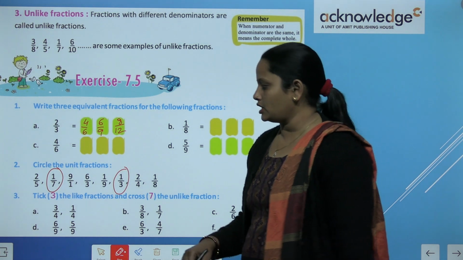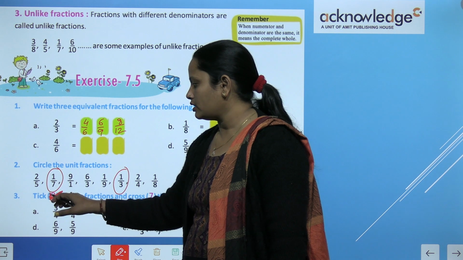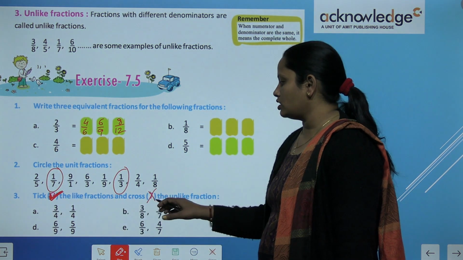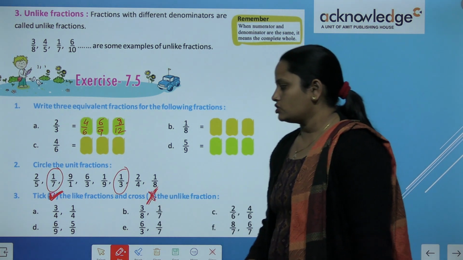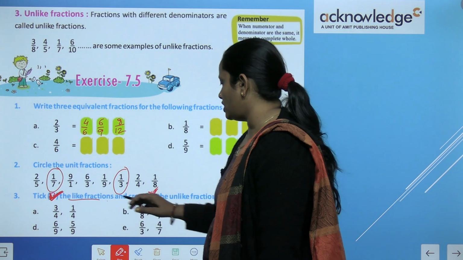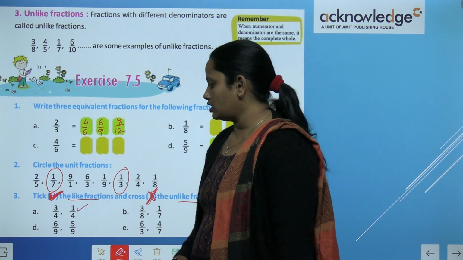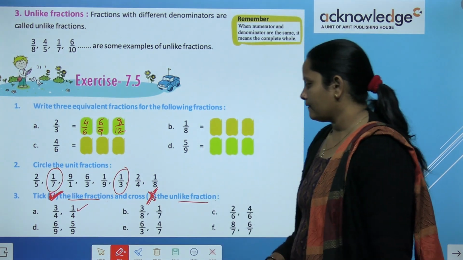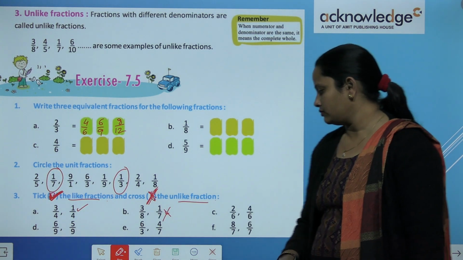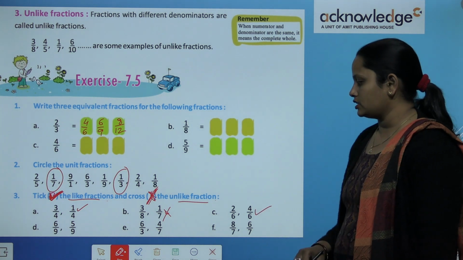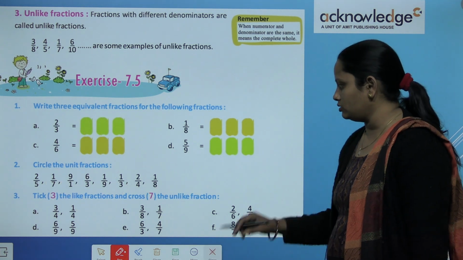Now question number 3 is take the like fraction. हमें क्या करना है, like fraction को take करना है and cross the unlike fraction. Unlike fraction को cross करना है. So यहाँ पे आप देख सकते हो like fraction को take करना है, unlike को cross करना है. So this is like fraction, tick कर देते हैं. This is unlike, आप देख सकते हो 8 और 7, इसे cross कर देते हैं. Like है, tick कर देते हैं. Unlike है, cross कर देते हैं. So rest you have to do on your own.